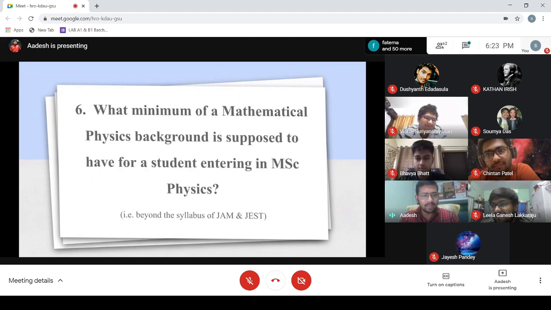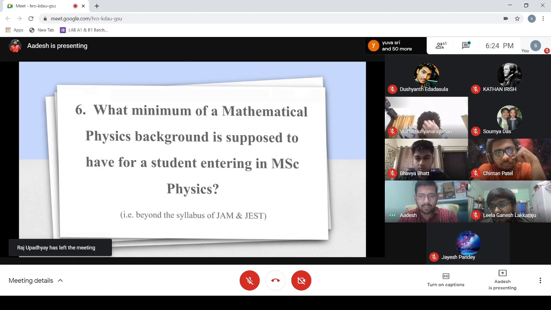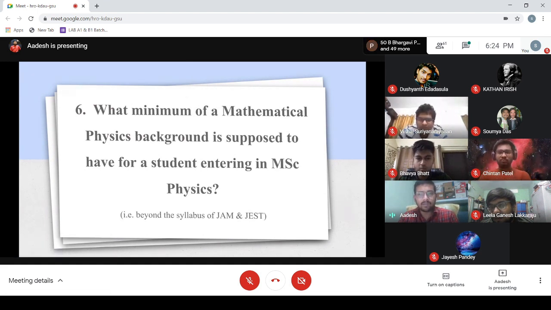So with that, I would like to move on to our next question, which is the 6th question in our list. It asks what minimum mathematical physics background a student entering an MSc Physics is supposed to have. We have a pretty detailed syllabus of JAM and JEST, which covers most of the beginner things, but I think this is not exhaustive enough. So Bhavya, as you have mostly read mathematical physics on your own, would you like to add some topics which are left out of the JEST syllabus altogether? Over to you, Bhavya.